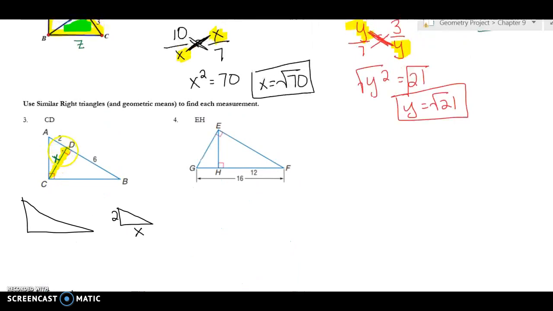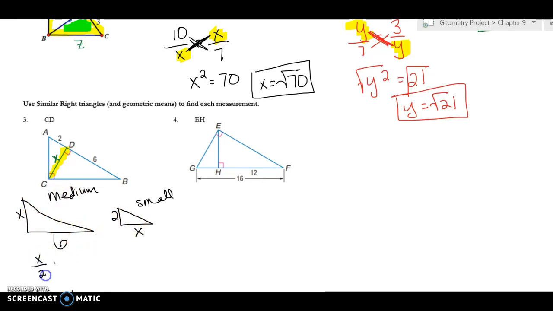So if you notice, the thing that I'm looking for is in the center, and it has nothing to do with the big one. So I'm just going to do my medium and my small. My small triangle, the short leg was 2 and the long leg was X. For my medium triangle, the short leg is X and the long leg is 6. And so now you can see how I'm going to set this up.